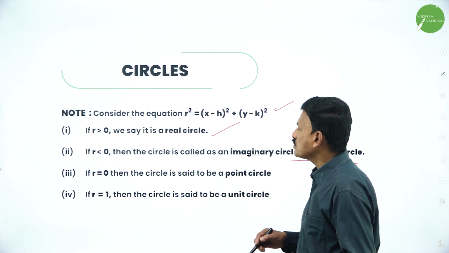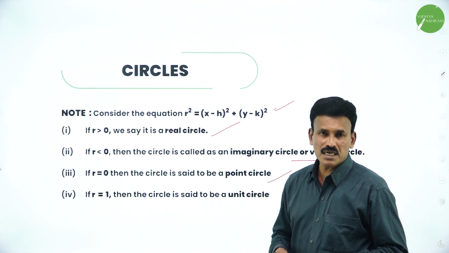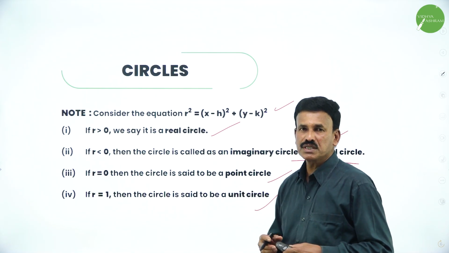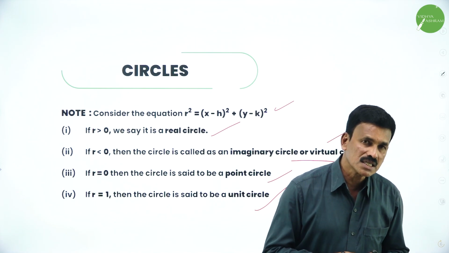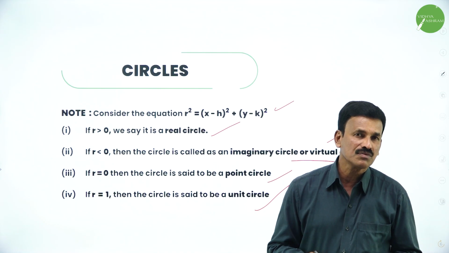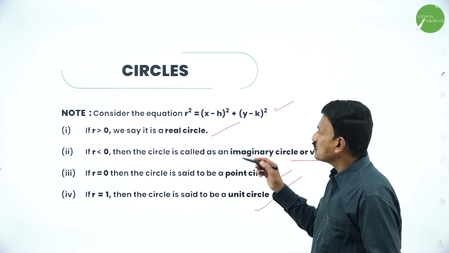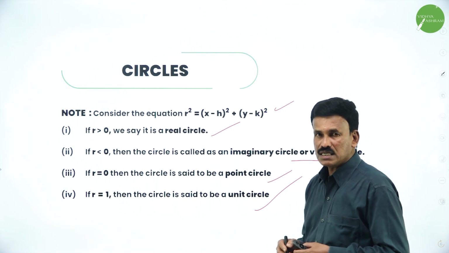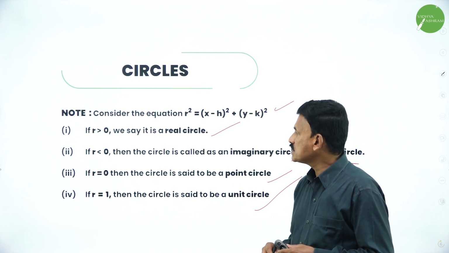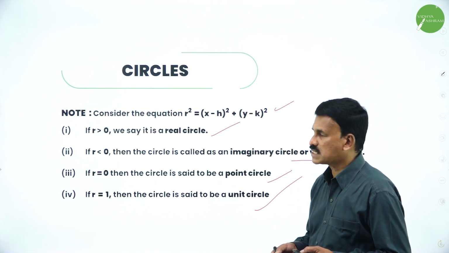Now, if r is equal to 0, then the circle is said to be a point circle. For a point circle, the radius is 0. If r is equal to 1, then the circle is said to be a unit circle. If the radius is greater than 0, then we say the circle is a real circle. Whereas if r is less than 0, then it is called an imaginary circle, or a virtual circle.